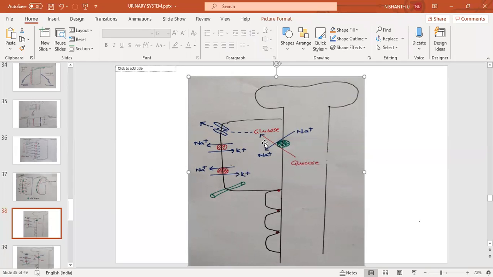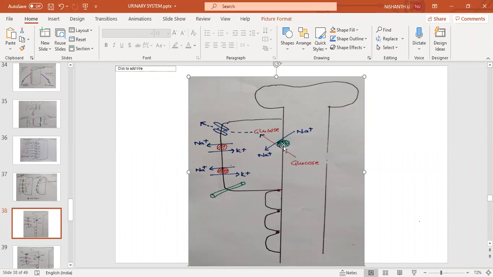All the glucose molecules will be pushed into the cell. That means 100% glucose will be reabsorbed here. Everything will be pushed here with the help of this particular transporter. But this glucose movement from the tube to the cell is not passive. This requires one particular special transporter. This transporter is providing that.